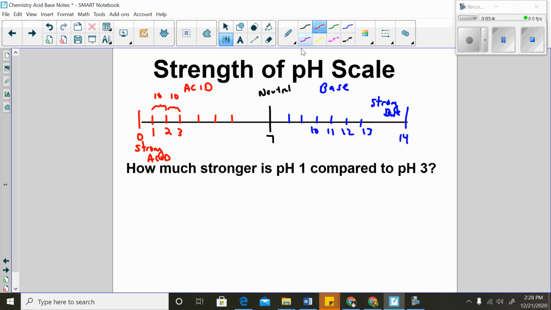But in any case, what's the difference now, right? So from pH 1 to pH 3, so remember that, from pH 1, you're going to pH 2, and then to pH 3. So this is not a difference of 2 because it's 2 steps. It's actually a difference of 10 times 10, which is 100. So pH 1 is 100 times stronger than pH 3. Makes sense? So it's not a difference of 1 in between here. It's actually a difference of 10.